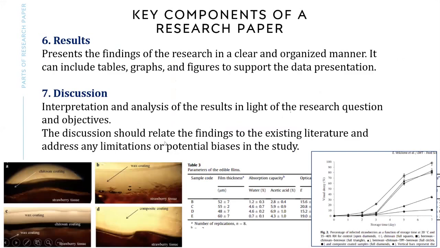The results and discussion parts represent all the findings of the research in a clear and organized manner. So you can use tables, graphs, some kind of diagrams, figures, supportive documents, supportive data presentations, and pictures, photographs. Likewise, you can present your findings. And according to the findings, you have to make a discussion. You have to interpret that data and analyze the results in light of the research question and the objective. The discussion should relate the findings to the existing literature and address any limitations or potential biases in the study, right?